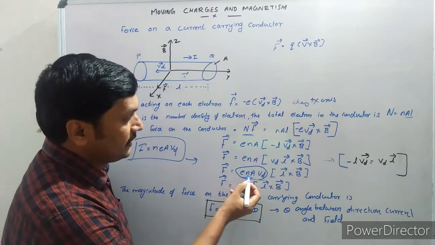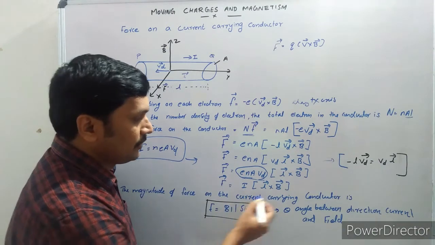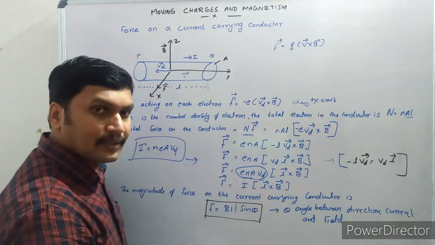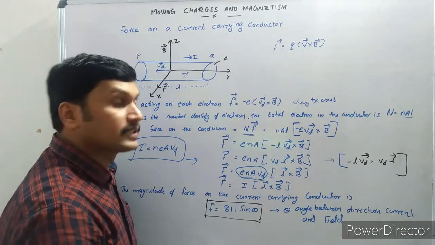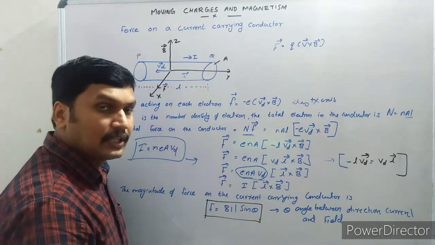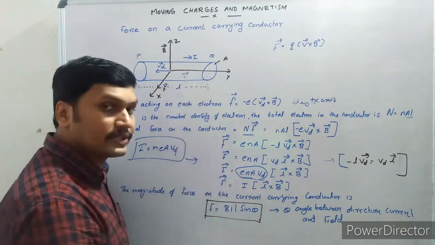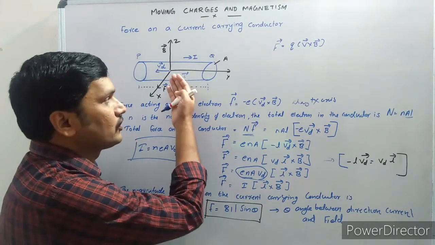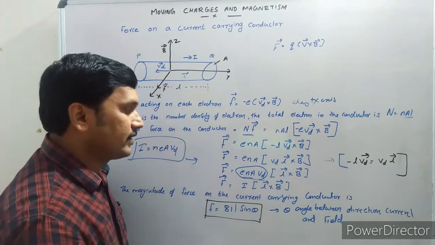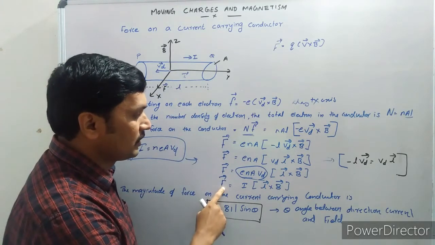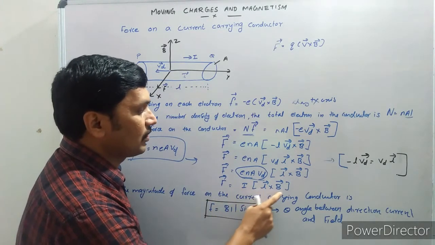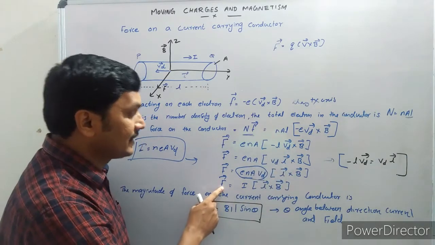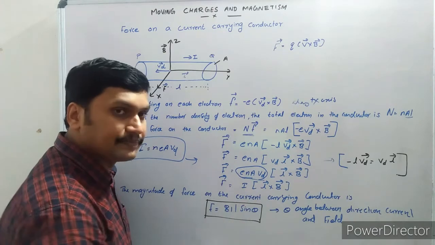So instead of this term, we can write I into L cross B. That's the force on all electrons, or better, you can say the force on this conductor, because if all electrons experience the force, the conductor itself experiences the force. What is the direction of that force? Along positive x-axis. So F is equal to I into L cross B, that is, the force is in the direction of L cross B.